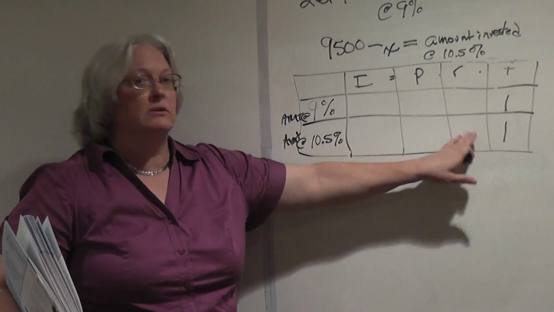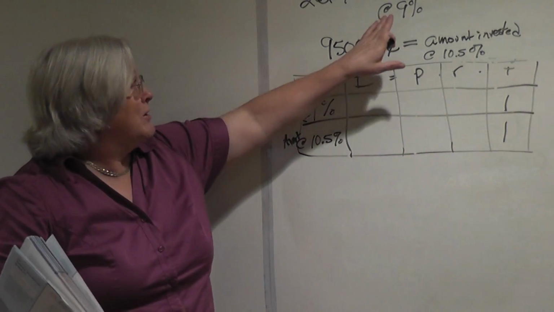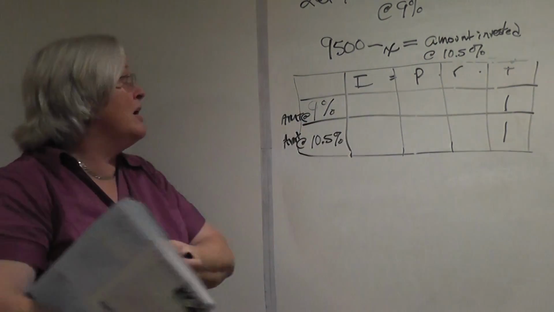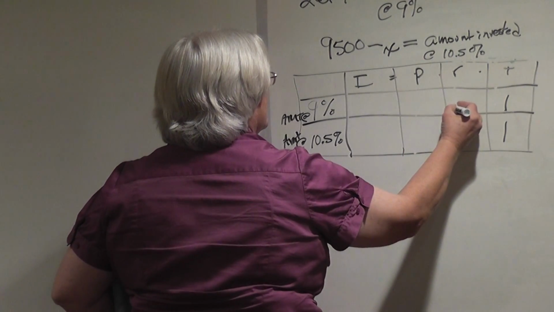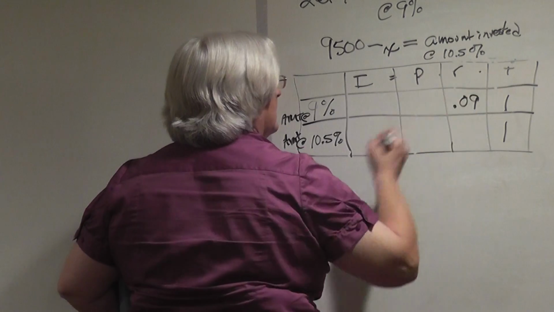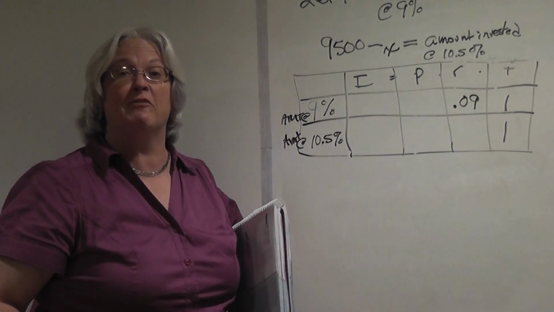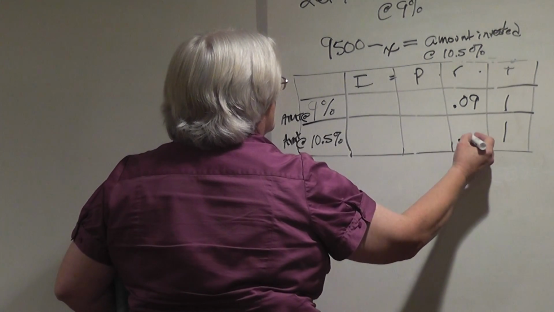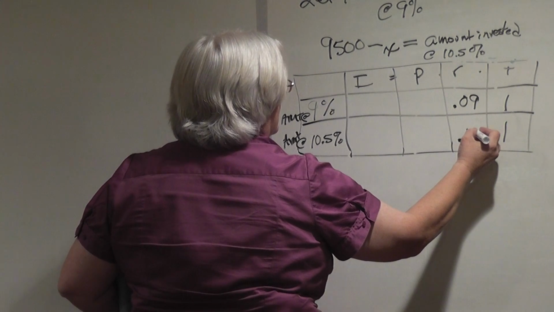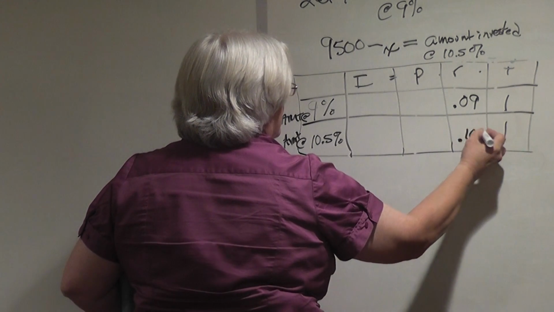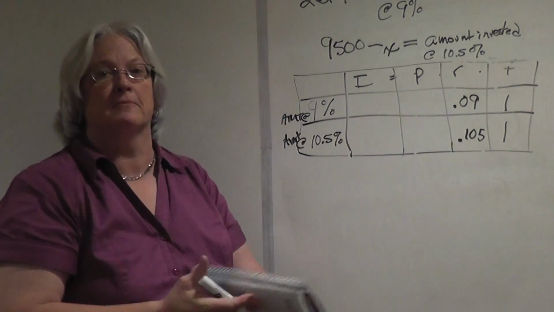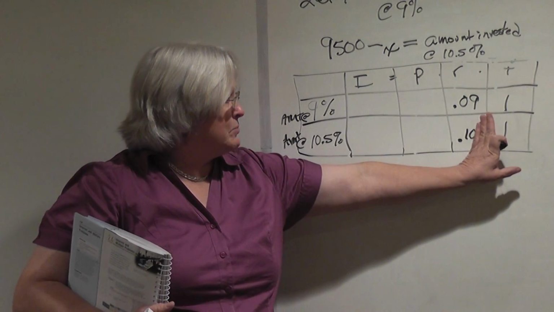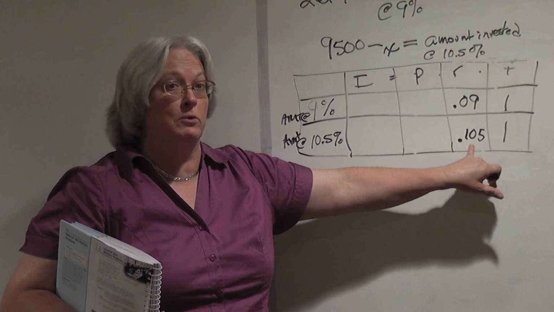Principal, rate, times time. What's our rate? The rate is 9%. Is that 9? No. Remember, percent is 9 per 100. 9% is 0.09. So what is 10.5%? 10.5% is 10% and another 0.5%. Let me make sure that I've got that correct. Yes. That's 10%. It's not 1/5 because that would be 15%.